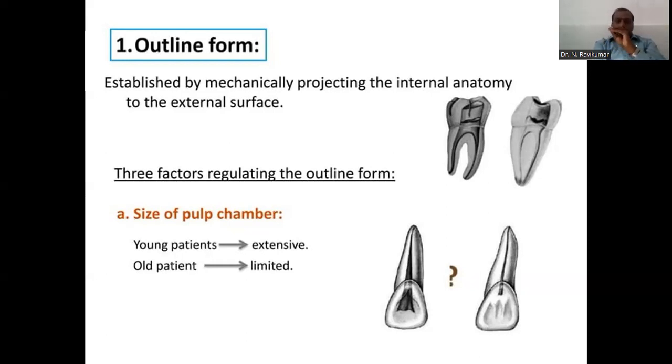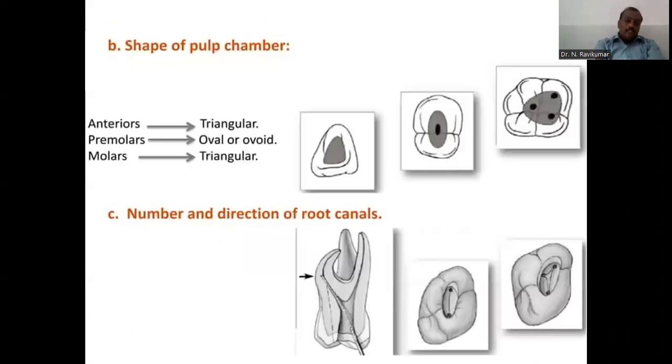Outline form is different for various teeth. In anteriors, it is triangular in shape. In a premolar, it is ovoid in shape. When it comes to the molar, it is triangular in shape. In the anterior, you can see in the picture, this is the triangular portion. Here the base is towards the incisal edge and the apex is towards the cervical area. This is for anteriors. When it comes to the premolar, it is ovoid in shape.